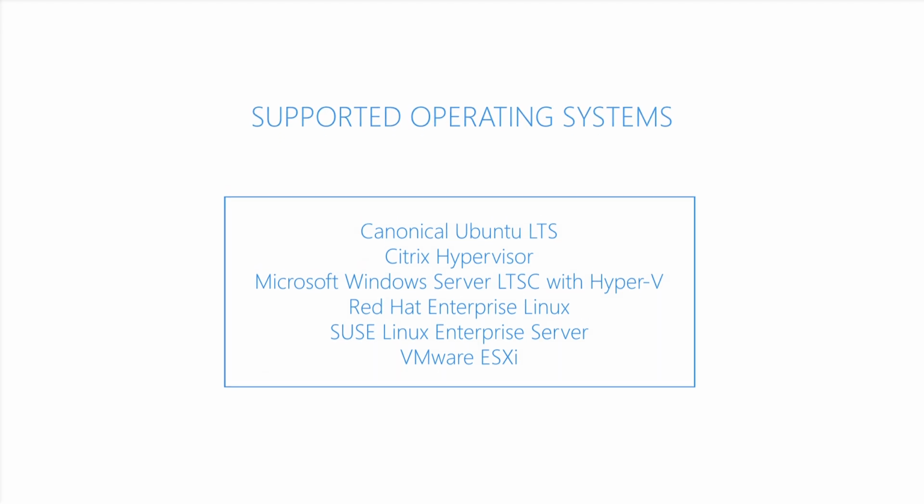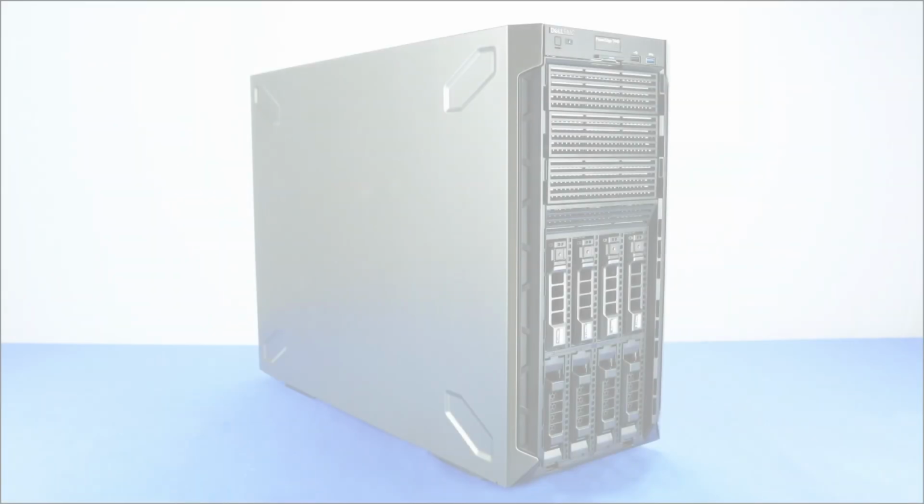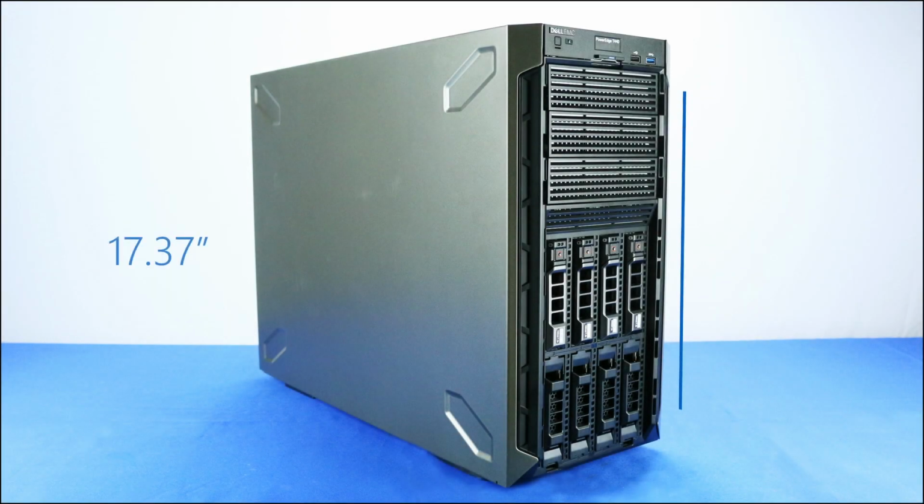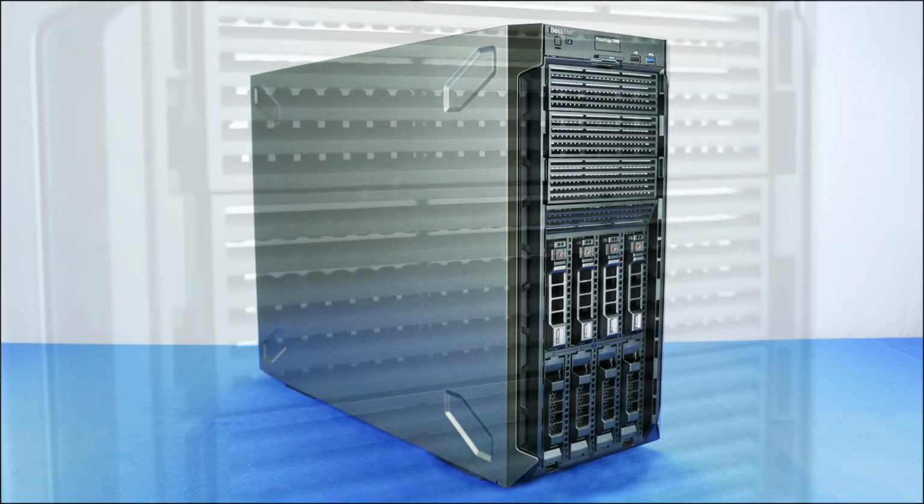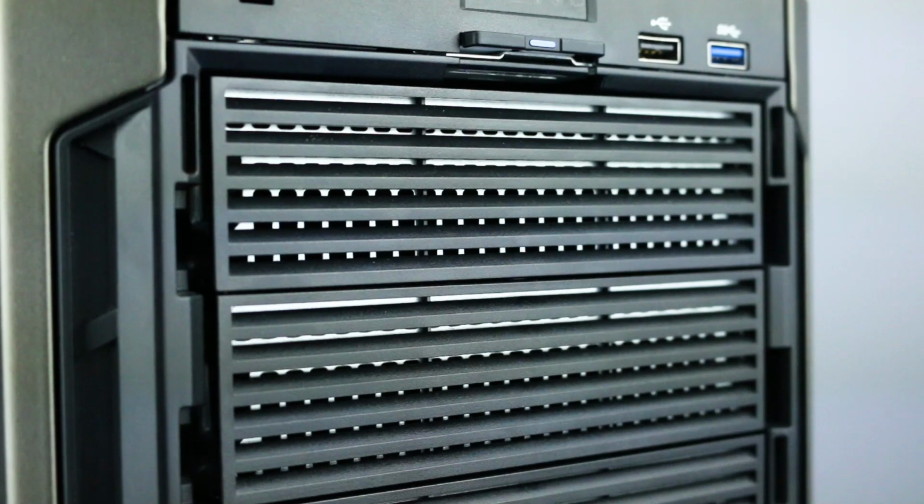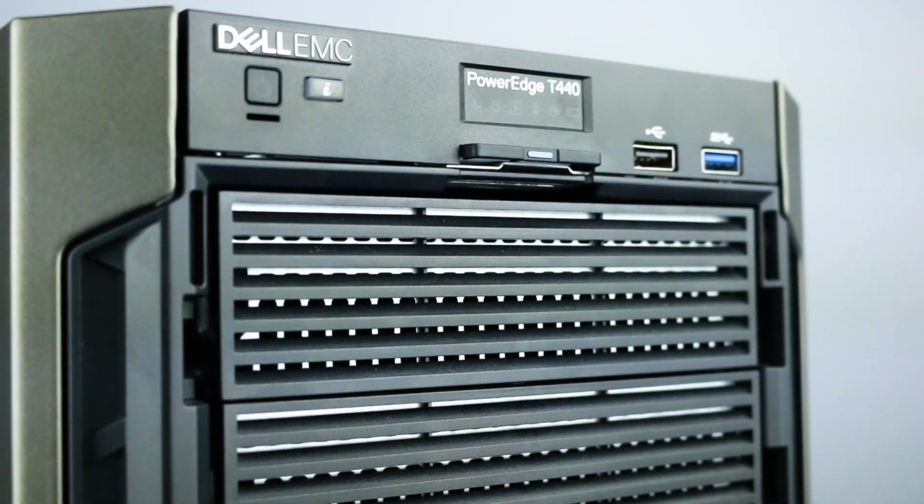Before diving into the technical specifications, let's go over the physical characteristics of the system. The dimensions of the workstation are as follows. 17.37 inches tall, 22.5 inches deep, and 12.12 inches wide. This server can be used in a tower orientation, or it can be converted to use as a 5U rack mount system.